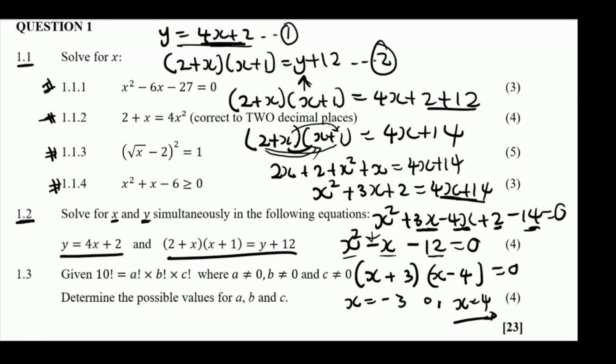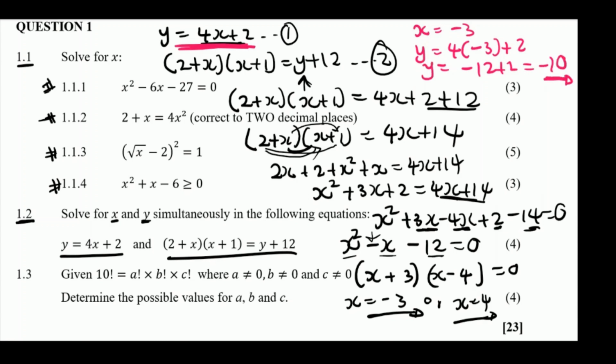So these are the solutions of x, and then we will use this equation here to find the solutions of y. So when x is equals to minus 3, what is the solution of y? It's going to be y is equals to 4 into minus 3 plus 2, so it's equals to minus 12 plus 2, which is equals to minus 10. So the solution of y is minus 10.